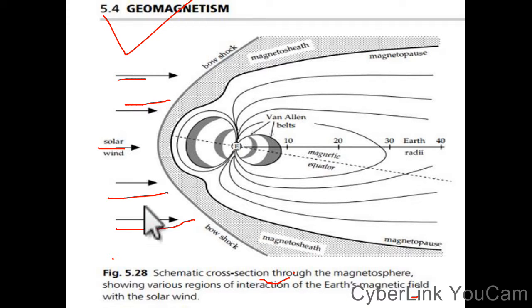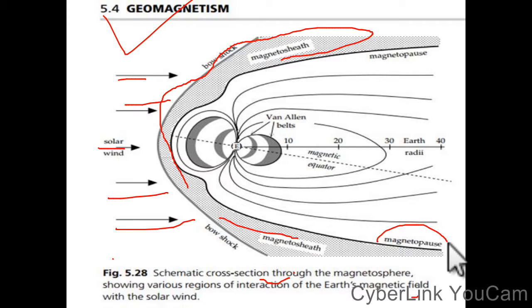It is the magnetosheath, and the magnetosphere in this region. Magnetopause. It is the magnetic equator. Earth radii. And you have the Van Allen belts. It is mainly the Van Allen belt. So here the Earth's equator, Earth radii.